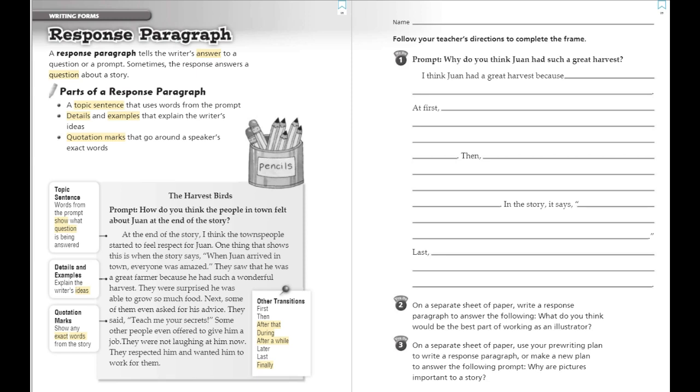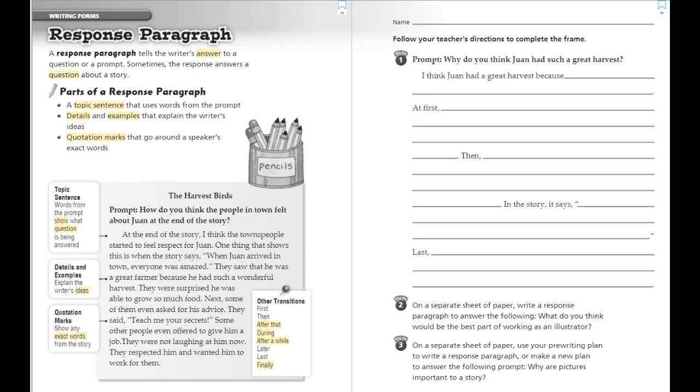A topic sentence that uses words from the prompt, and details and examples that explain the reader's ideas, and quotation marks that go around a speaker's exact words. Go out to the side there where it says topic sentence. Words from the prompt. What is being answered? The Harvest Birds.